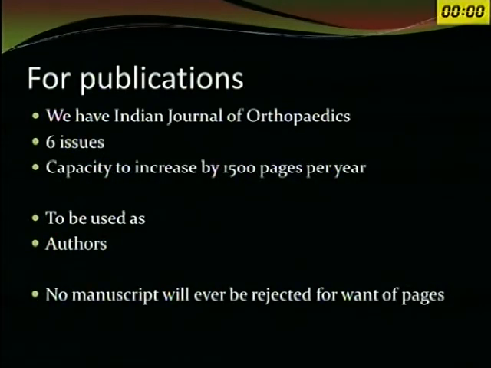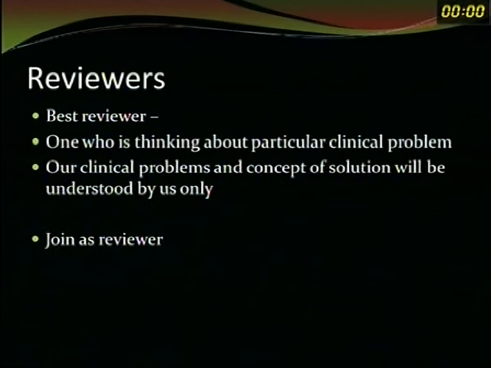For publication, we have 6 issues of IGO. At the moment, we are printing just 600 pages. Without any effort, we can increase up to 1500 pages. So these 900 pages are open to all of you to submit more manuscripts and act as authors, because these pages are lying vacant. No manuscript will ever be rejected for want of pages.